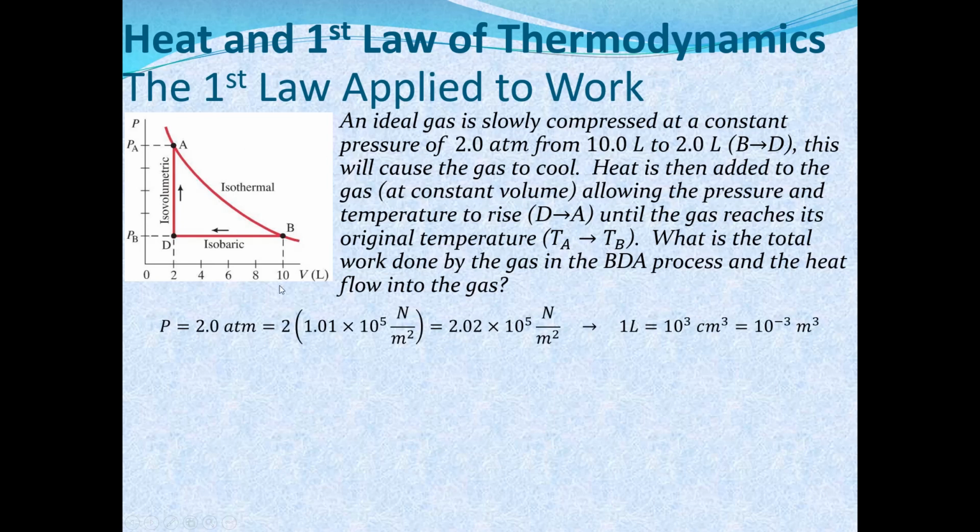First, we have to convert a bunch of numbers. They give us the numbers in atmospheres and liters. So the atmospheres get converted by multiplying by 1.01 times 10 to the fifth. The liters are going to be a little bit different. You have to remember that 1 liter is 10 to the cubed centimeters cubed, or another way of writing it is 10 to the negative 3 meters cubed.